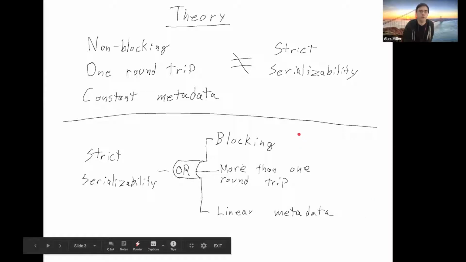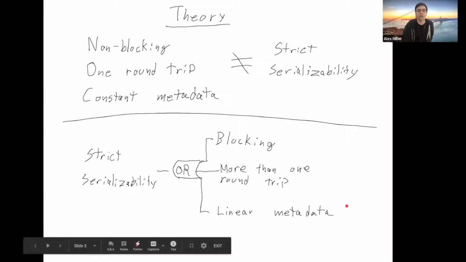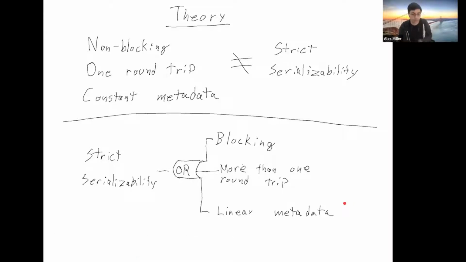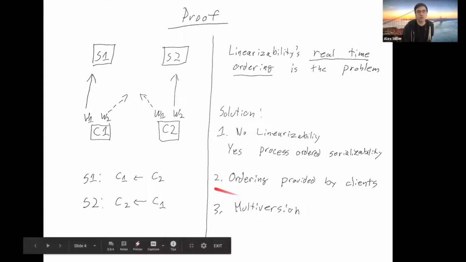You either need to accept that you will need to block in your reads at some point. You'll need to accept that that will require more than 1 round trip of communication, or that you're going to need to hand out metadata that grows with the size of the operations and workload of the database. They have a proof of this.